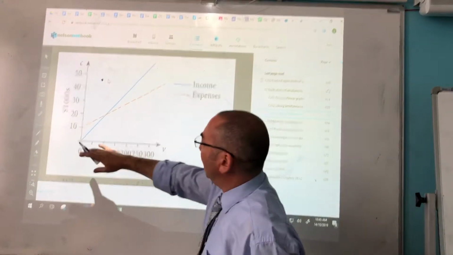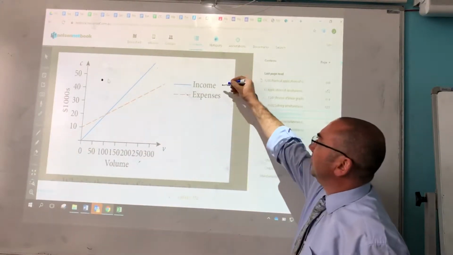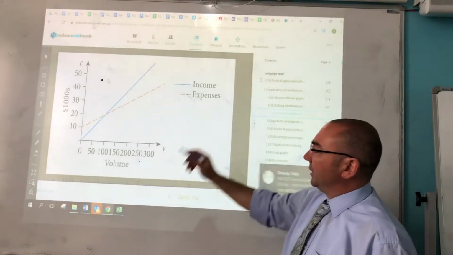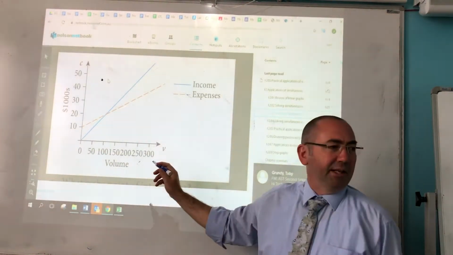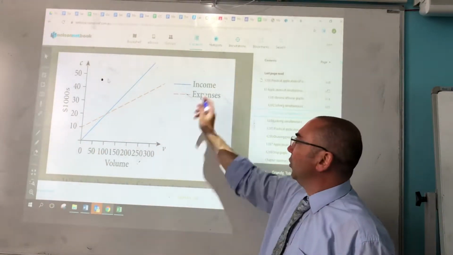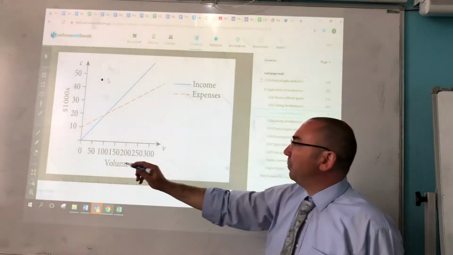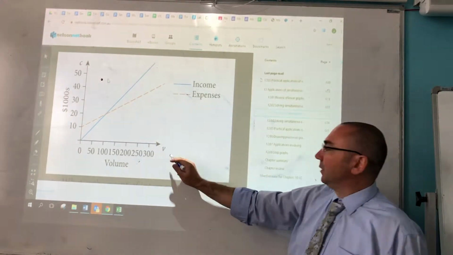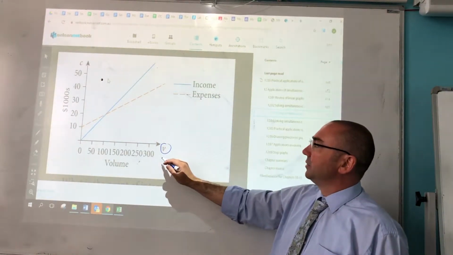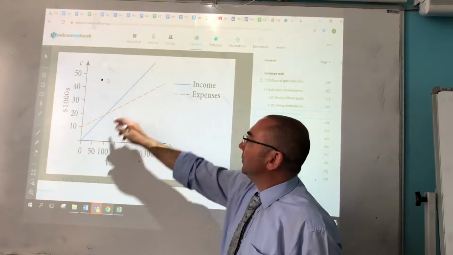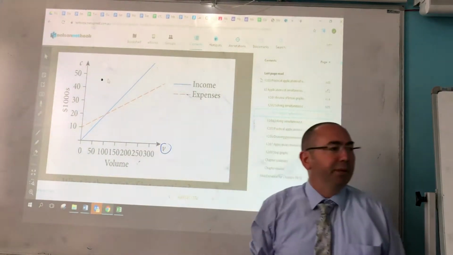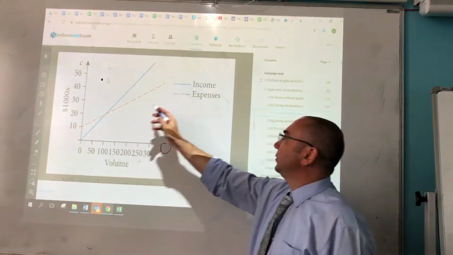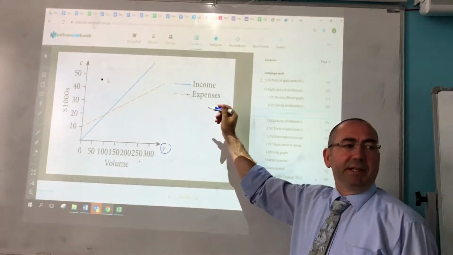First of all, we've got what's labelled as an income line. So that makes sense, right? I don't know what it is we're selling. I could work out what the purchase price is, but basically it makes sense, right? The more we sell of something, the greater the volume of sales, the more money we make, and someone's graphed that for us. But at the same time, we also have a line here, the dotted red line, that represents expenses.